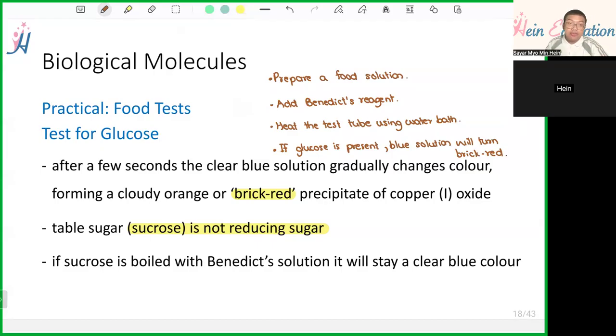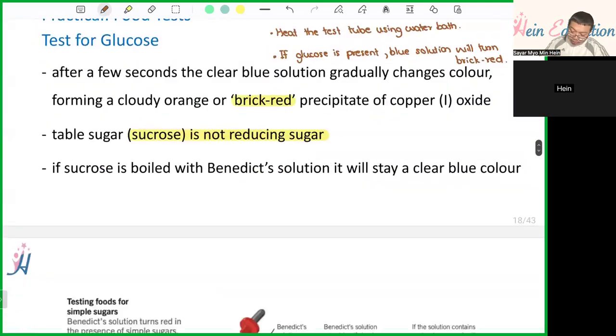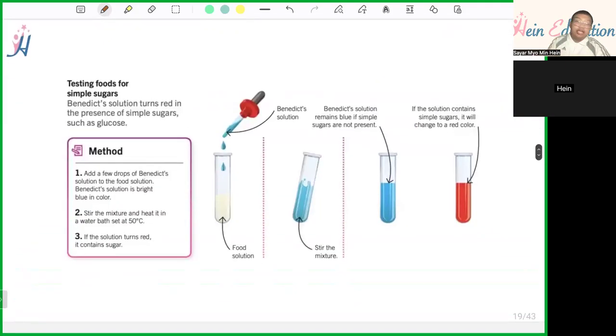One of the food tests is the Benedict test, or Benedict solution test, right? So this is the test for glucose. So we have two tests for carbohydrates right now. One is testing for starch and another is testing for glucose. For testing for starch, we used iodine solution, and for testing for glucose, we used Benedict solution. Okay, so this is a summary diagram.